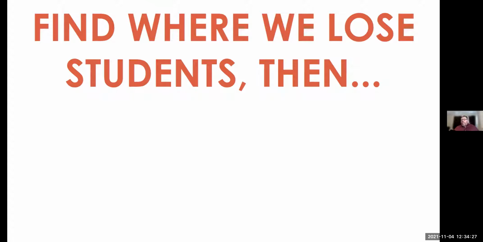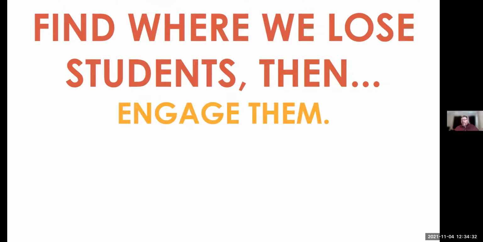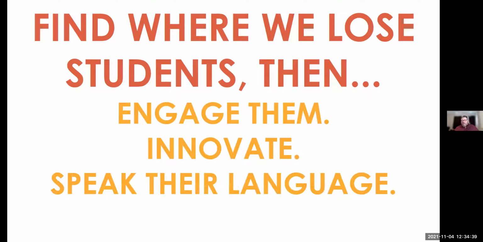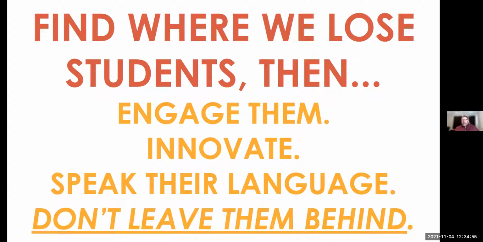You need to find out where you lose students, and then you've got to do something about it. You've got to engage them. You've got to maybe come up with some innovation that you don't currently have in place. You've got to work out how you can speak their language. And with adult ed, you've got to be careful about that one, because it's not literally maybe the language they grew up speaking, but it's the language of their world today. Where are they with all of that? And most importantly, you just don't want to leave them behind. And nobody intends to do that.